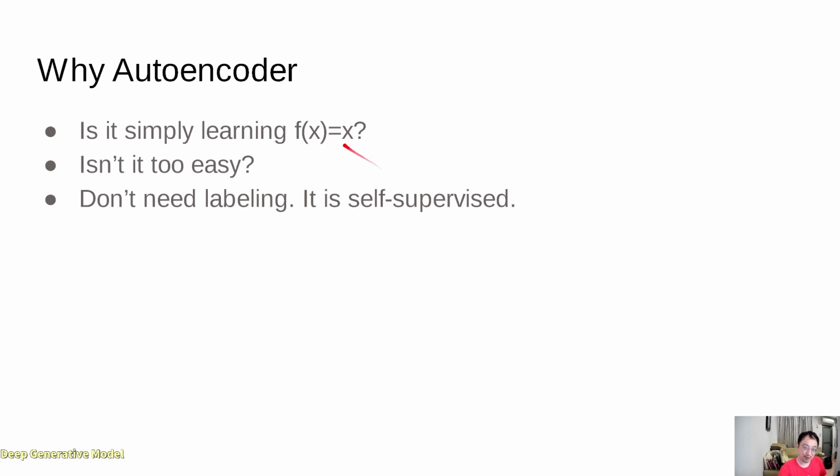However, this function f(x) = x is not difficult. It is trivial. We don't even need any algorithm. We just copy x and output x, then we are done. So why do we even need to ask a neural network to learn such a trivial thing?